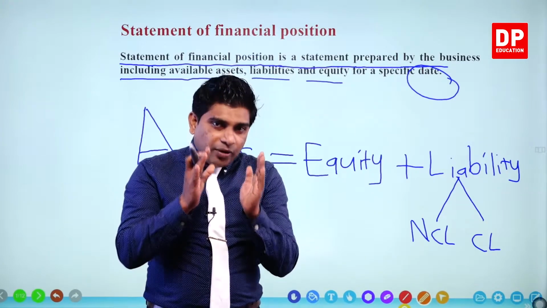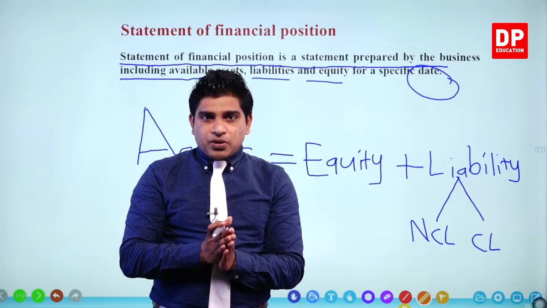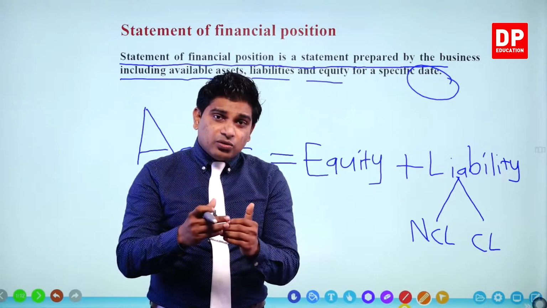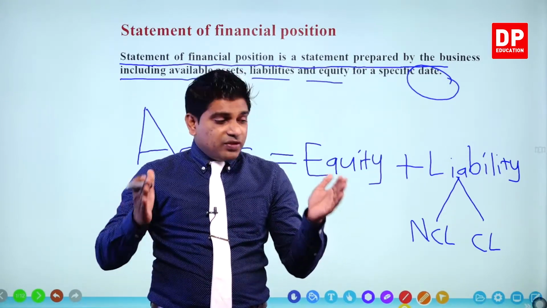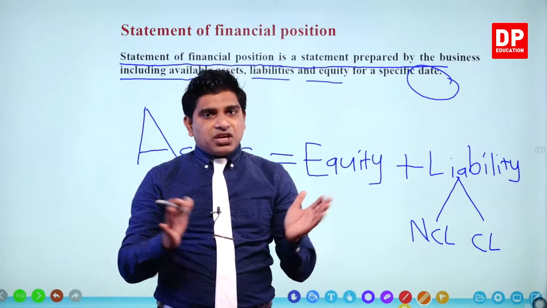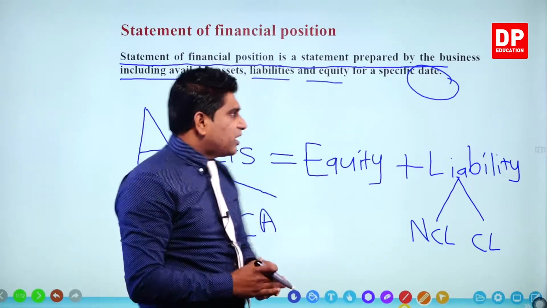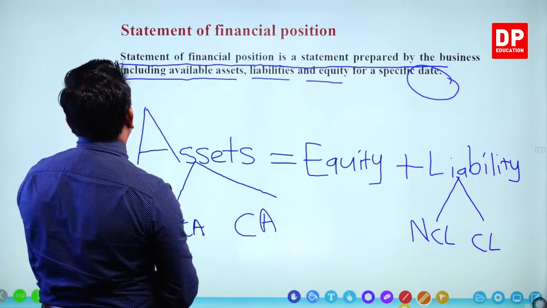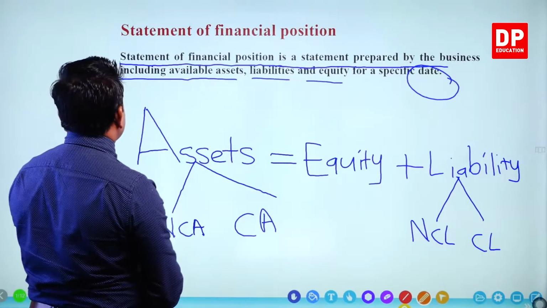So we can prepare a statement of financial position only for a specific date. We can't do it for a 1 year time period. Why? Within 1 year, these details are changing. That's why. Okay. Now, again, look here. What is the definition? What do you mean by statement of financial position?